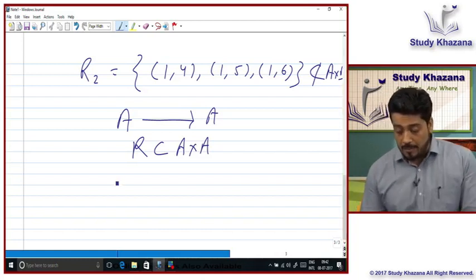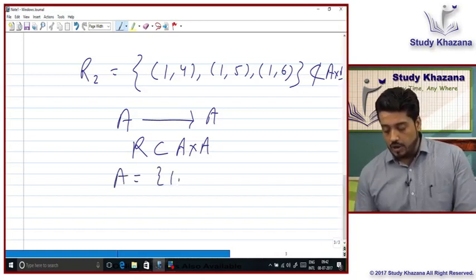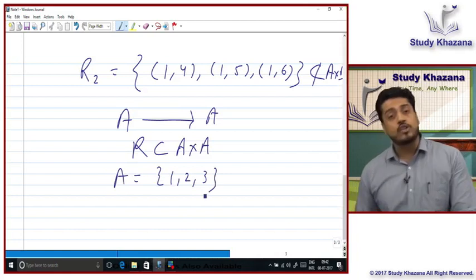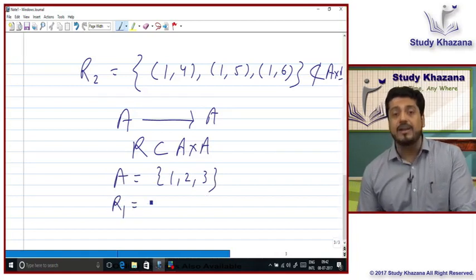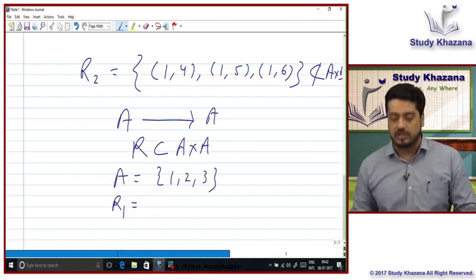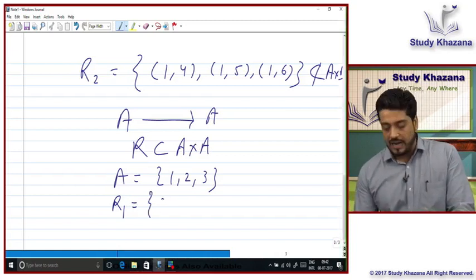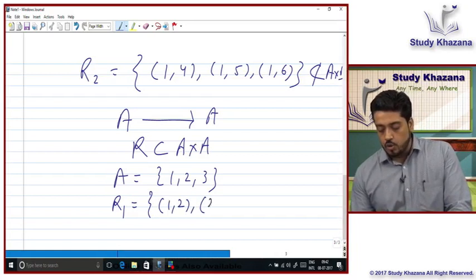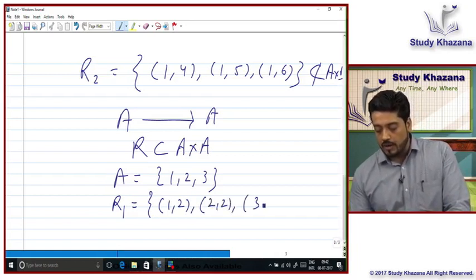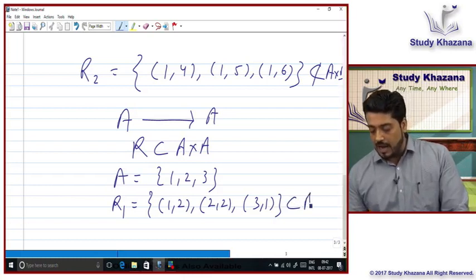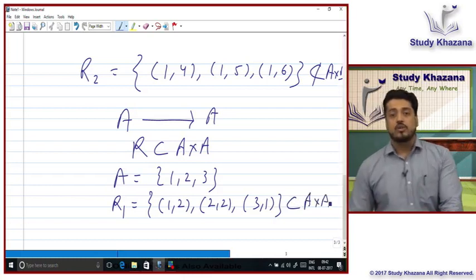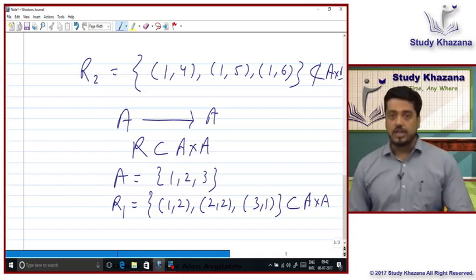Now, suppose I'm having set A as {1, 2, 3}, and I wish to define a relation from A to A. So I make sure the elements remain within A cross A. Suppose I take R1 as {(1, 2), (2, 2), (3, 1)}. Clearly, all of these elements are part of A cross A, so I will declare this to be a relation from A to A.